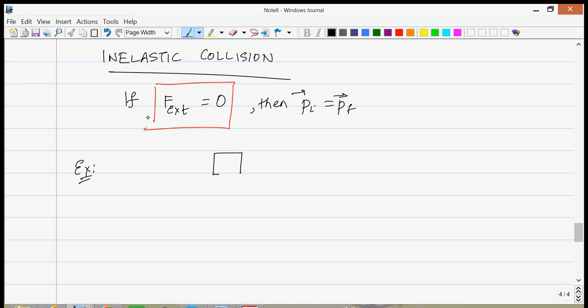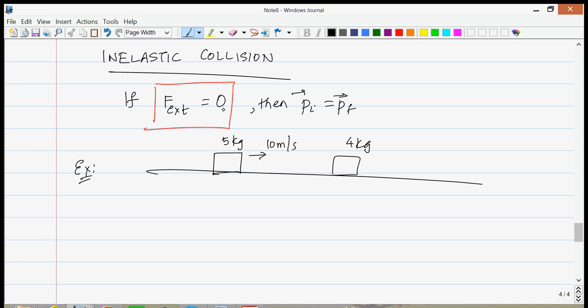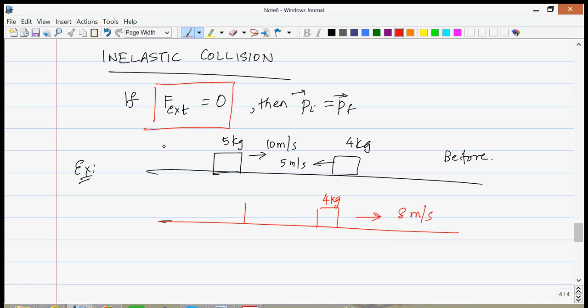So let us say that we have an object of mass, say 5 kg, that is moving to the right at 10 meters per second, and we have another object of mass, let's say 4 kg, that is moving to the left at say 5 meters per second. These two collide, and what is observed? This is before the collision. What is observed is that after the collision, the 4 kg block moves to the right at 8 meters per second. And we ask, what is the velocity of the 5 kg block?